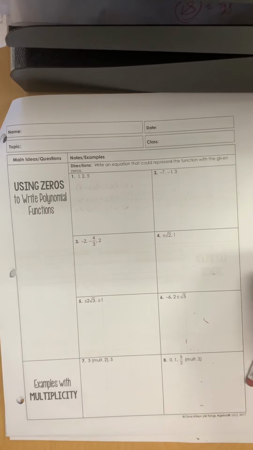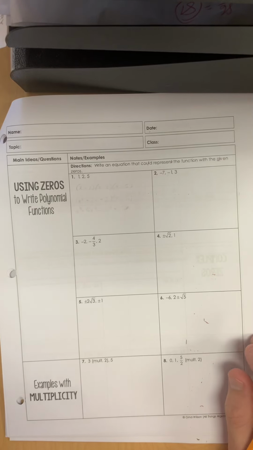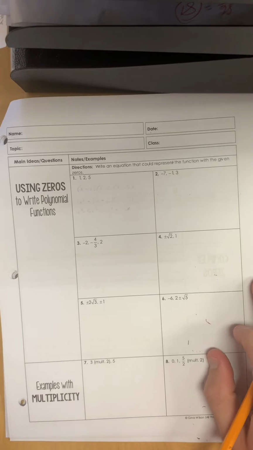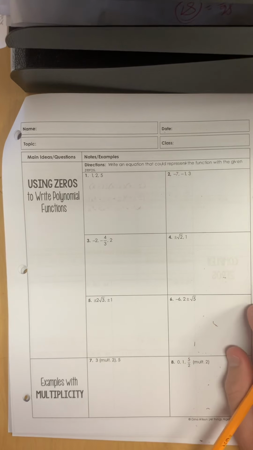Okay, good morning, pre-calc. So today we're going to continue on with polynomials, but we're actually going to be working in the opposite direction of the way we've been working. Up till now, we've been finding zeros of polynomials. Now we're going to try and create polynomials when we're given specific zeros. So the process isn't too difficult.